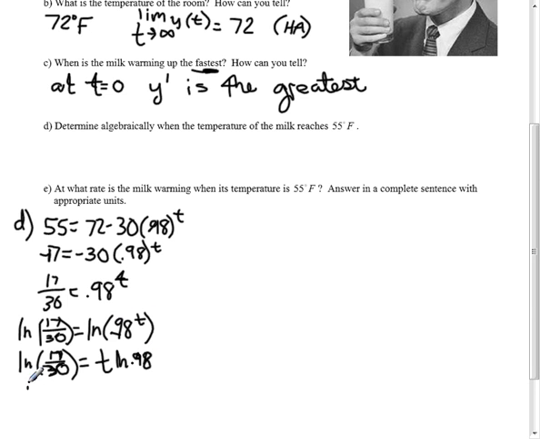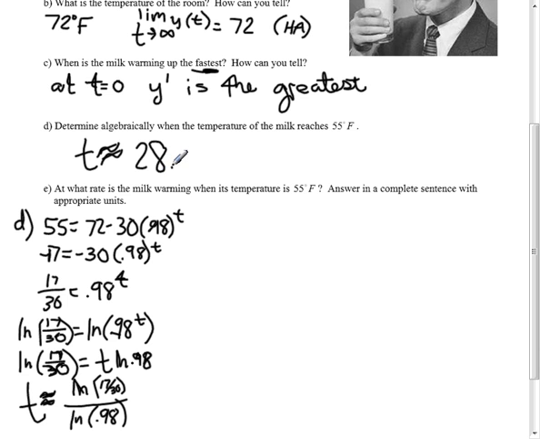So the last step would just be to divide. t equals exactly ln of 17 over 30 divided by ln of 0.98. So that is the exact value. If you wanted an approximation, I would say type that into your calculator and leave it there, because we're going to use it in a little bit. I think we get about 28.114, because we always go 3 decimal places. And t was in minutes. So does that make sense? About a half an hour later, it went from 42 degrees to 55.